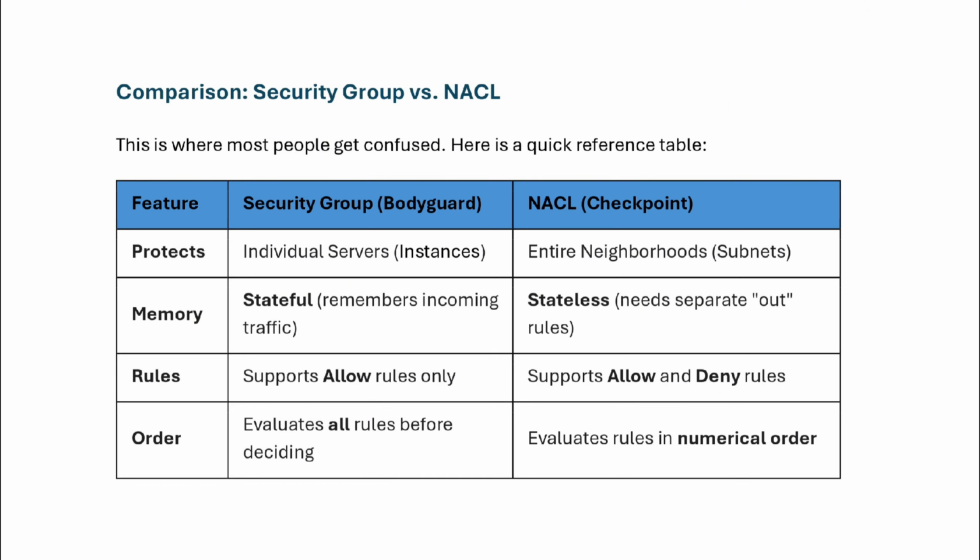Comparison between security groups and NACL. Security groups protect individual servers or instances. NACL protects the entire neighborhood or subnets. Security groups are stateful. They remember incoming traffic. NACLs are stateless. They need separate outbound rules. Security groups support allow rules only. NACL supports allow and deny rules. Security groups evaluate all rules before deciding. NACL evaluates rules in numerical order.